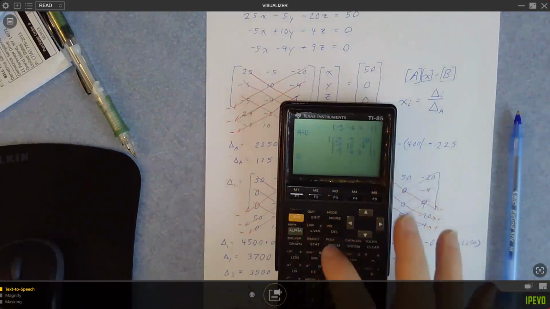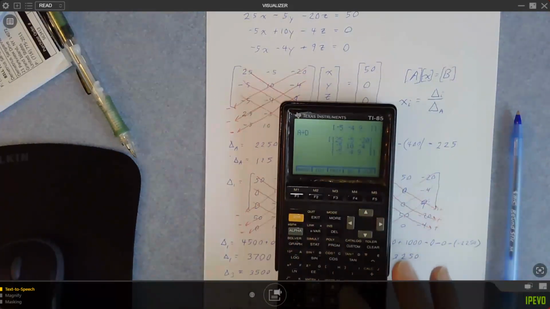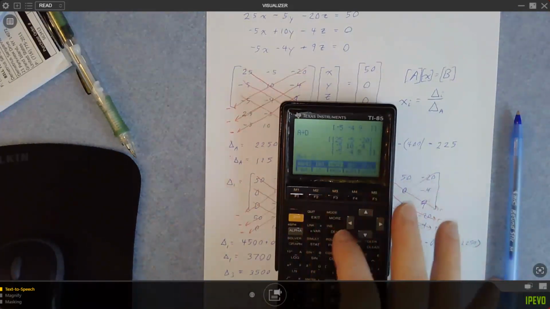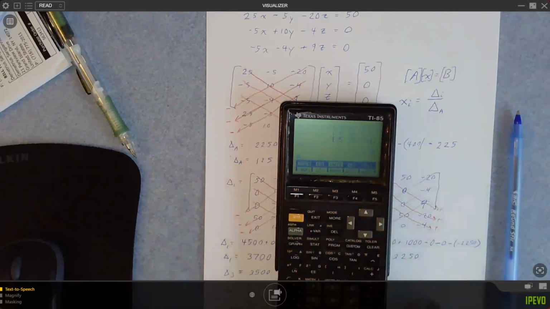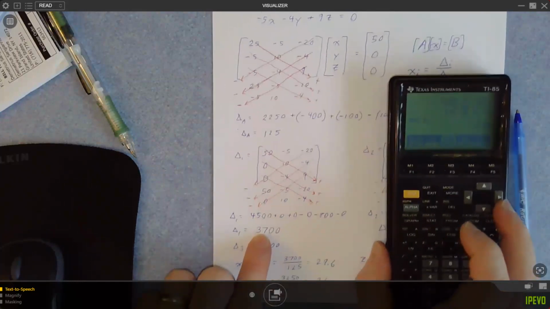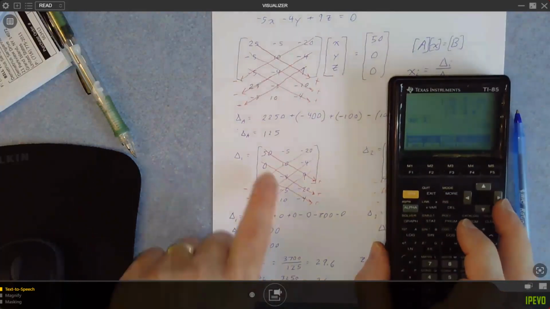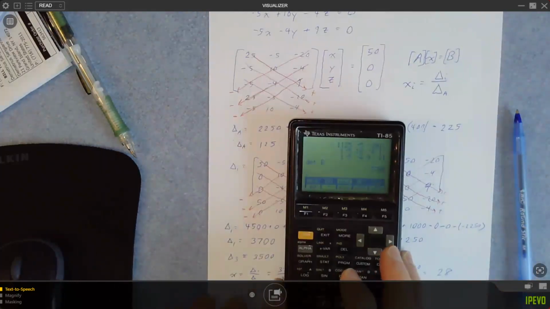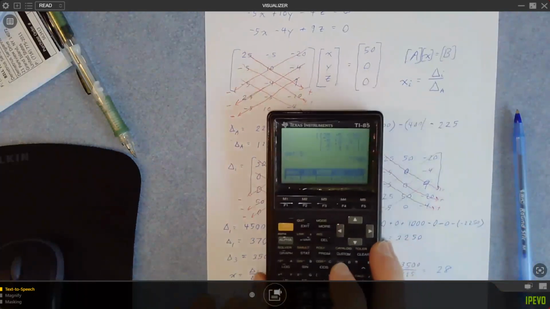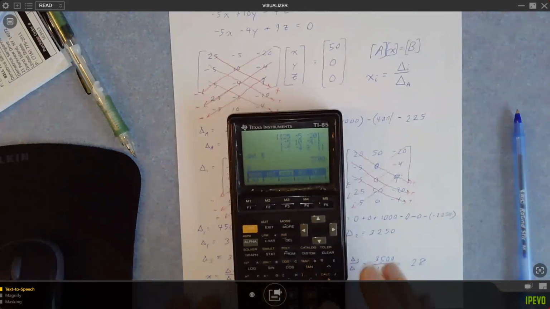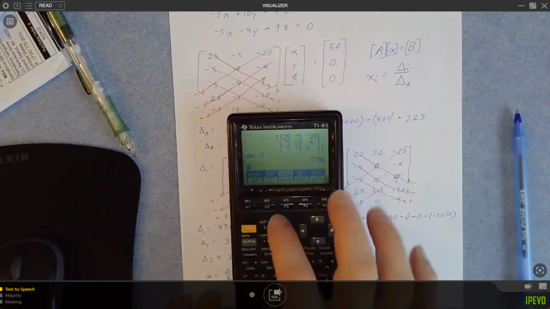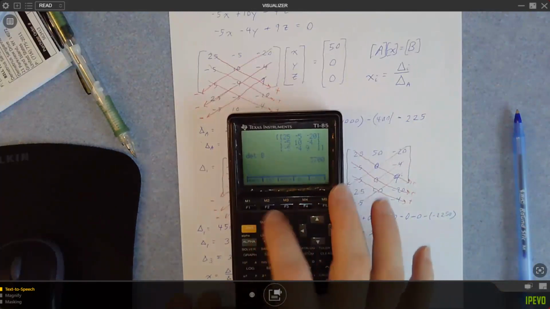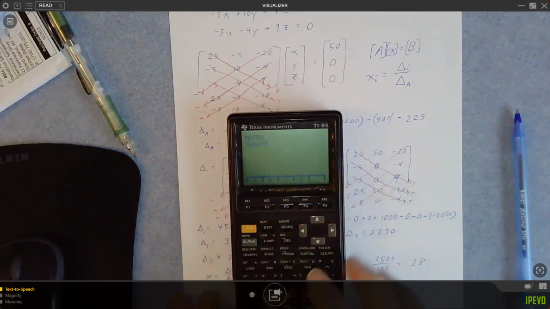And now I can take the determinant of that: 3,700, right? And that's the determinant I got for the first matrix when I replaced the first column. So there's a quicker way to do this if you have matrices in your calculator. You can readily replace those columns. You don't even have to use any of the other math functions.